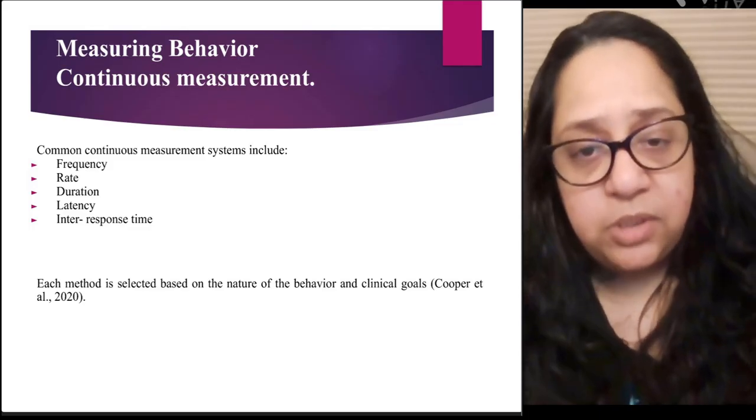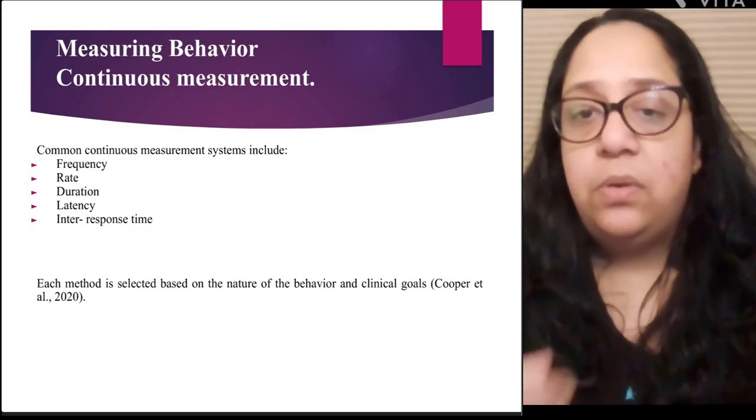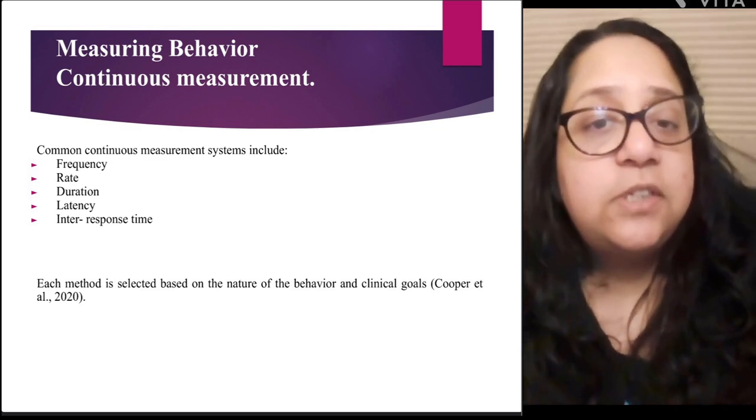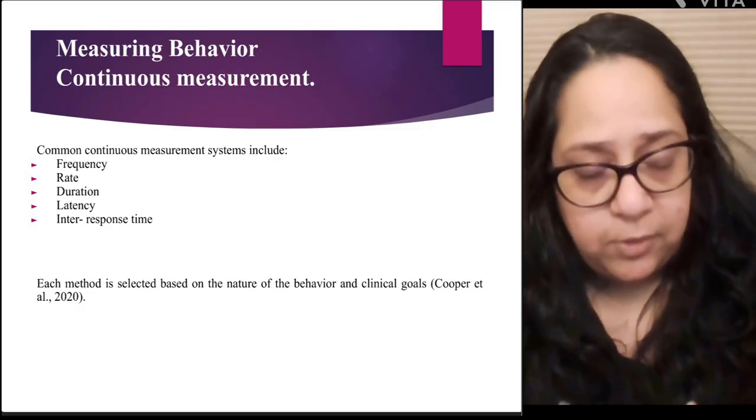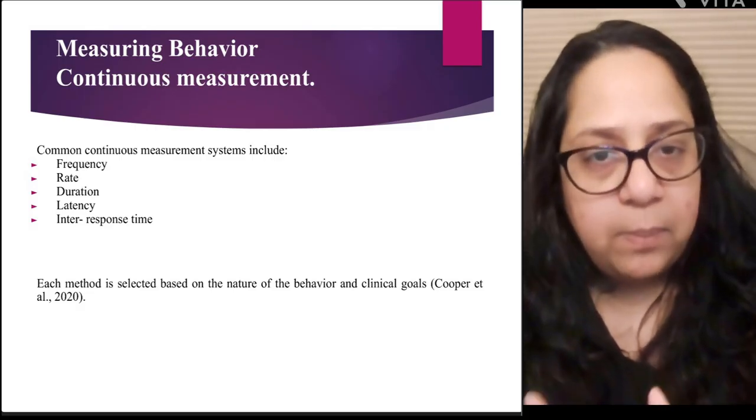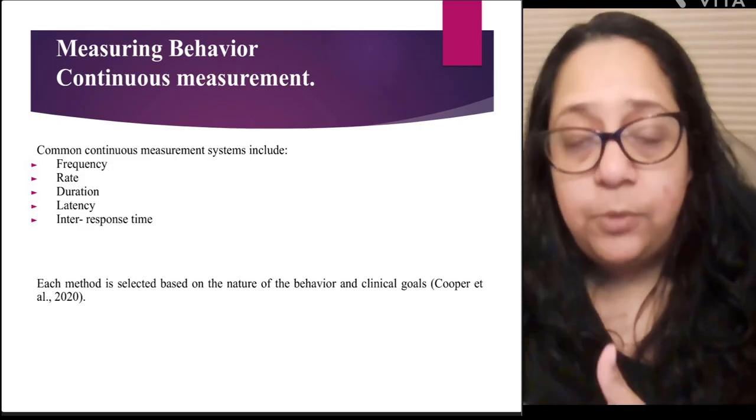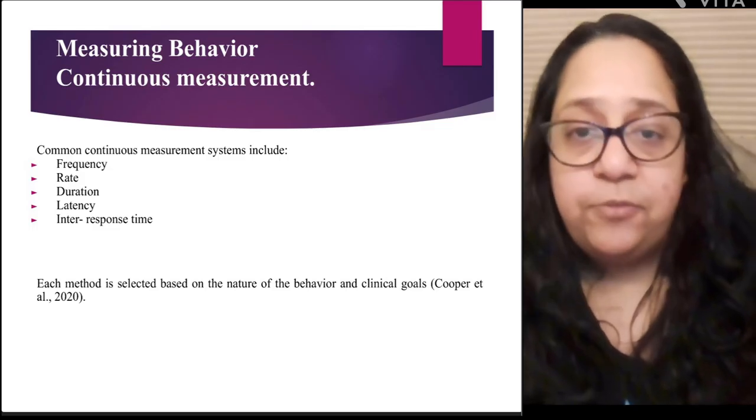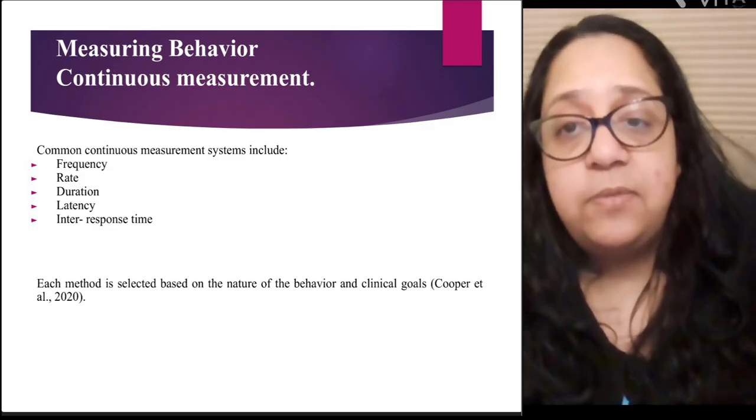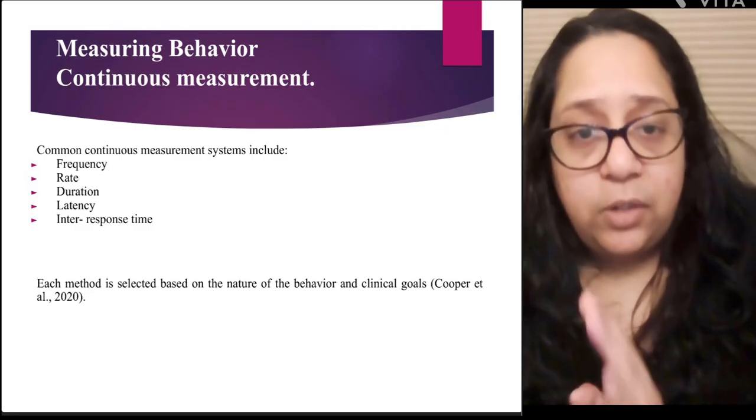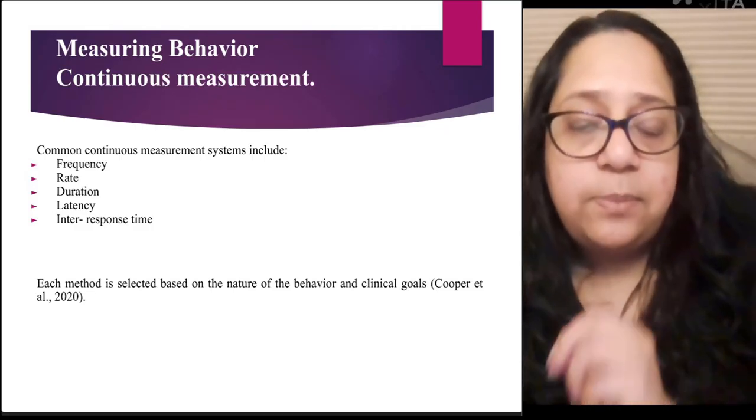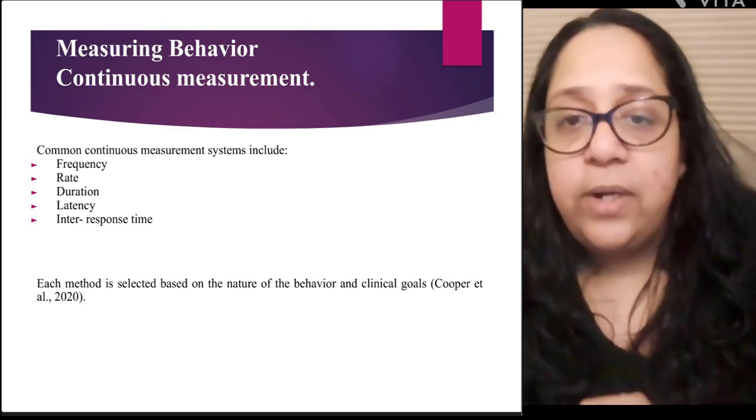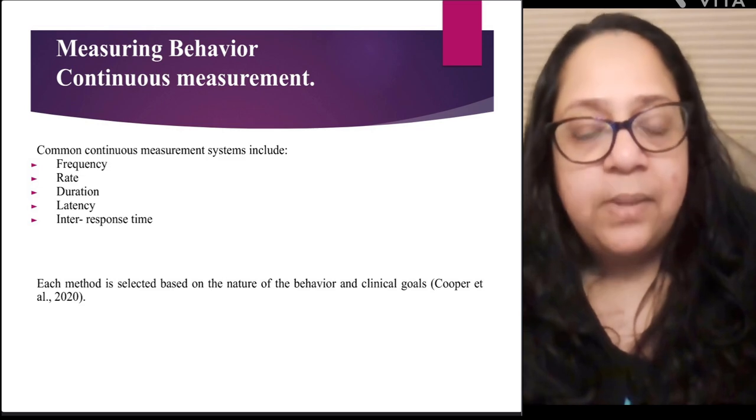One common continuous measure is frequency. It's also known as event recording. Frequency refers to how many times a behavior occurs. For example, we might count the number of times a child asks for help during the class period. A related measure is rate, which looks at frequency over a specific period of time, such as requests per hour. Rate is especially useful when observation times vary because it allows for more accurate comparison across sessions.